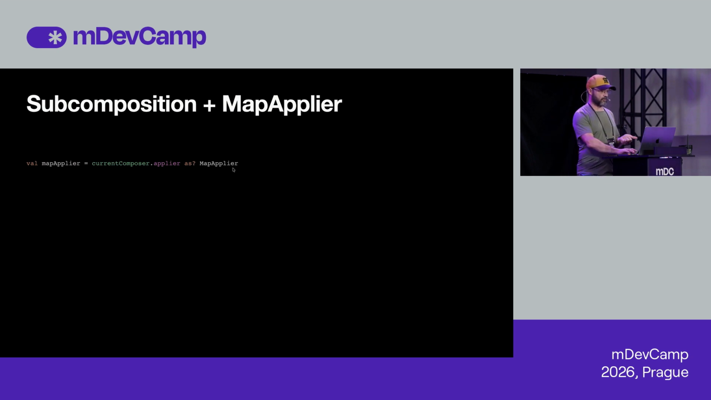So here what we take is the current composer.applier as a map applier, but the map applier is an abstract applier in Compose. An applier in Compose is a central class that has the responsibility of inserting nodes into the Compose tree, removing nodes from the Compose tree, in general, modifying the Compose tree every time something needs to change.